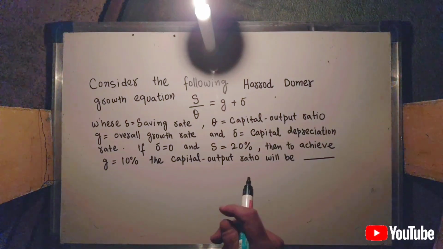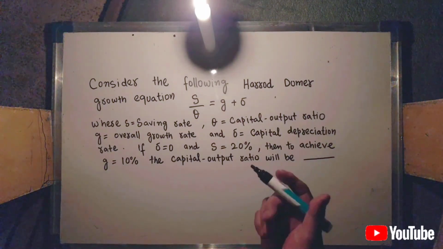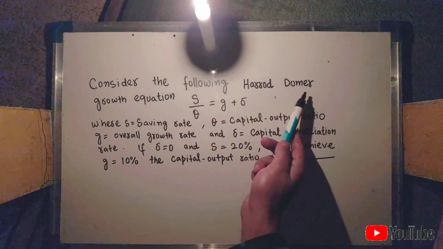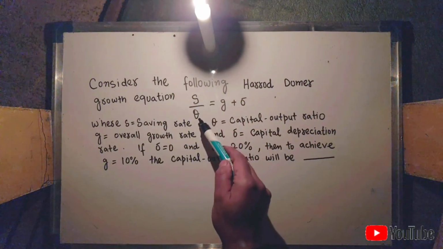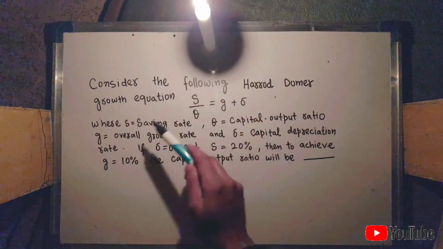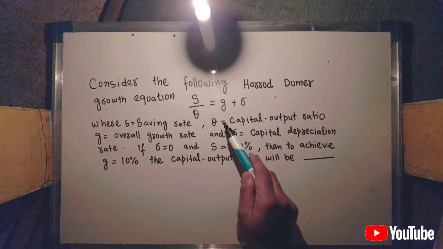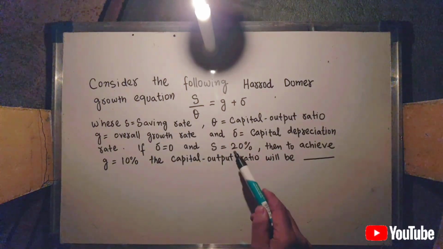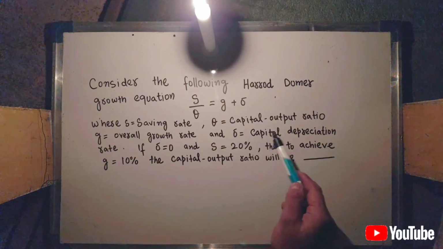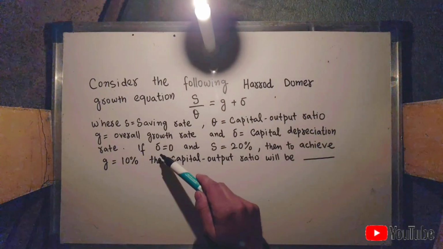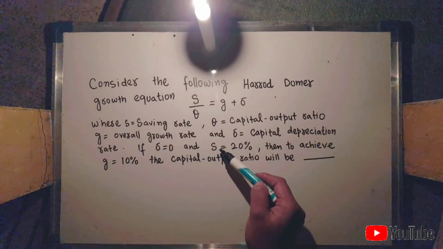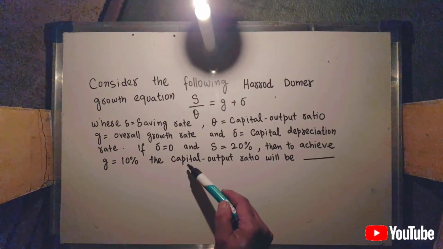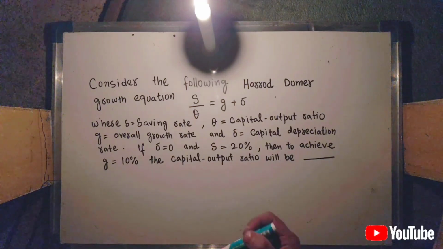In this video, we will solve the questions asked in GATE Economics paper of 2025. The question is, consider the following Harrod-Domar growth equation, that is S/theta is equal to G plus delta, where S denotes the savings rate, theta denotes the capital output ratio, G is the overall growth rate, and delta denotes the capital depreciation rate. If depreciation is equal to 0 and savings rate in the economy is 20%, then to achieve a growth rate of 10%, the capital output ratio will be, we need to find out.